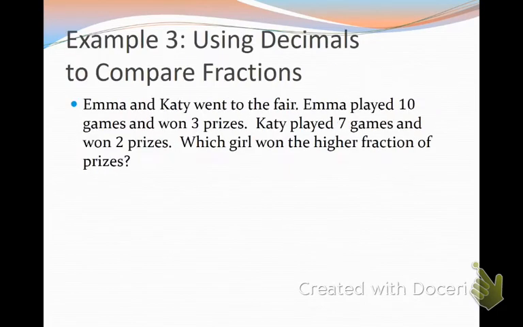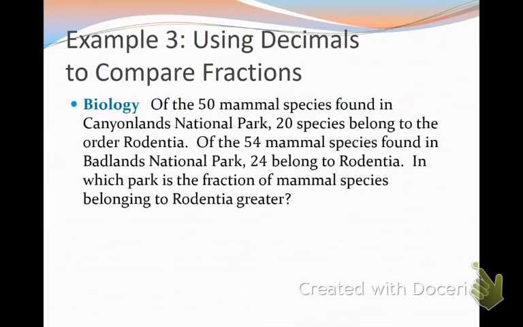Okay, so now let's go back to example 3. Of the 50 mammal species found in Canyonlands National Park, 20 of them belong to order Rodentia. So what it wants us to do is write these into a fraction.